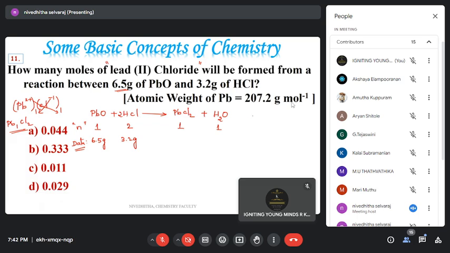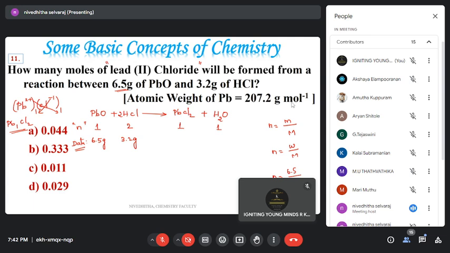Last class we have seen the formula, no? Number of moles is equal to given mass divided by molar mass. It can be small m or it can be W. Anything is fine. So the number of moles is to be calculated, and given mass of lead oxide is 6.5. And what is the molar mass of lead oxide? Please calculate and please let me know.